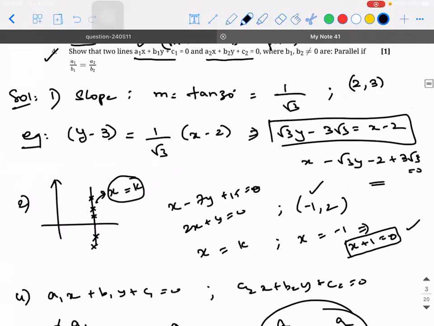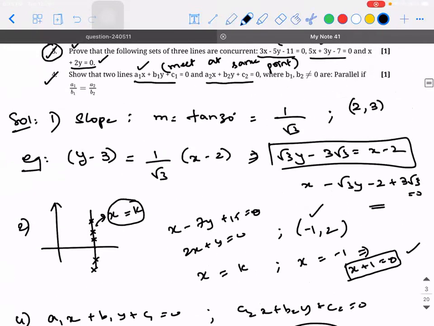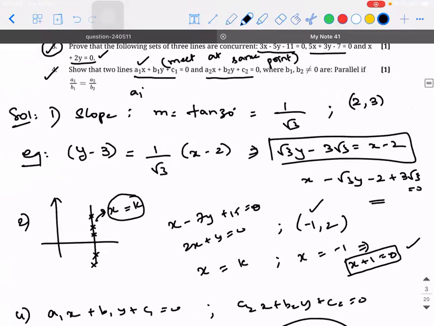Sometimes what they will do is they will give you a question like this: parallel if A1 B2 minus A2 B1 is equal to 0. I think this is a textbook problem. Don't get scared. Wherever you see two lines are parallel, the only thing is write down the slope and equate them. If the question is like this, if A and B are combined, then it is cross multiplication. I hope you understood. So these are the two types they can ask. Shall I move on to the next one? Yes.